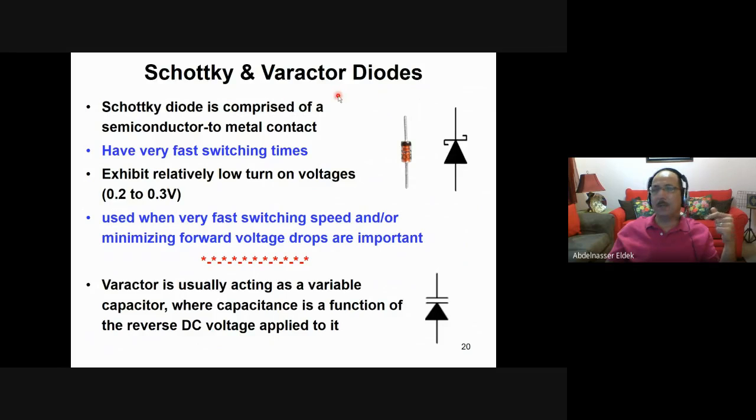The varactor diode is very important because it acts as a variable capacitor when you have a voltage across it, especially the reverse voltage. For example, you change the reverse voltage from 2 volts, 3 volts, 4 volts, 5 volts. In this case, the varactor diode acts as a variable capacitor, for example 1 microfarad, 2 microfarad, 3 microfarad as a function of the reverse voltage, which has a lot of applications. If you have this in a circuit, you can change the resonant frequency, for example.